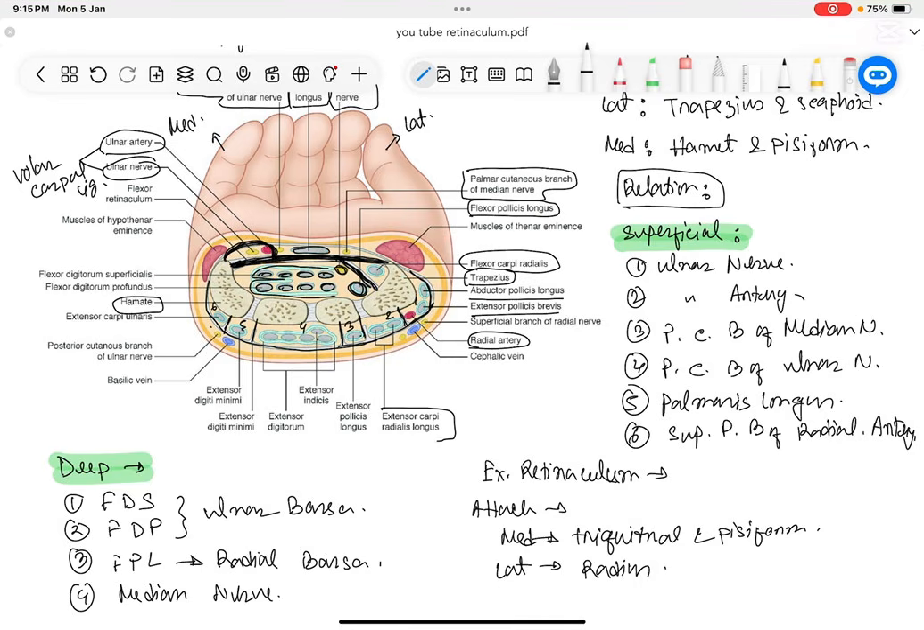In the second compartment you are going to get extensor carpi radialis longus plus brevis. In the third compartment, you are going to get extensor pollicis longus. In the fourth compartment, two muscles: extensor digitorum for 4 digits, and extensor indicis. In the fifth compartment, you are going to get extensor digiti minimi. In the sixth compartment, you are going to get extensor carpi ulnaris.